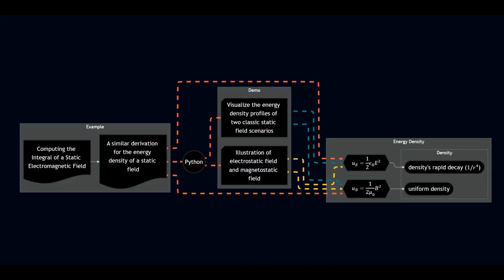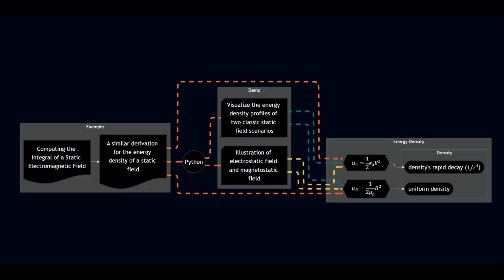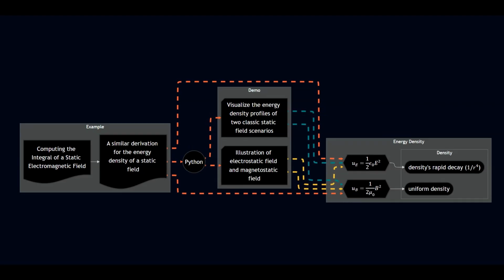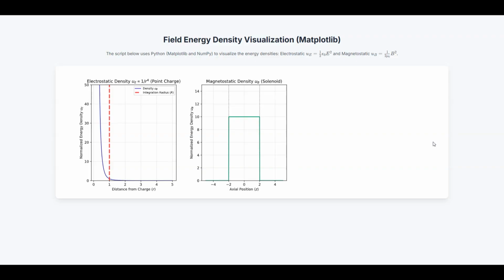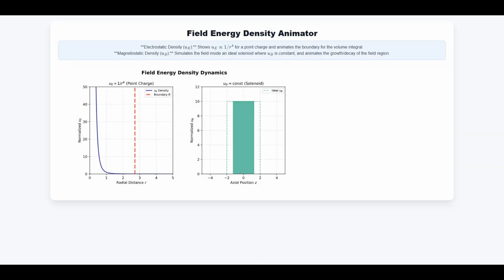distance increases. Magnetic energy. Contrast this with a magnetic coil, like a solenoid. Here, the energy is neatly contained and uniform inside the cylinder, while being virtually non-existent outside. A visual demo would show the inside of the coil filling up with a steady, even light.